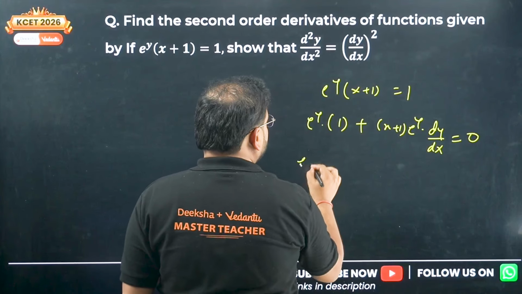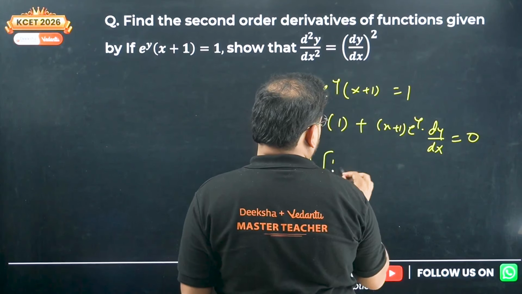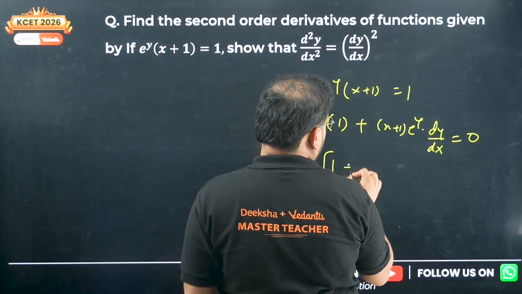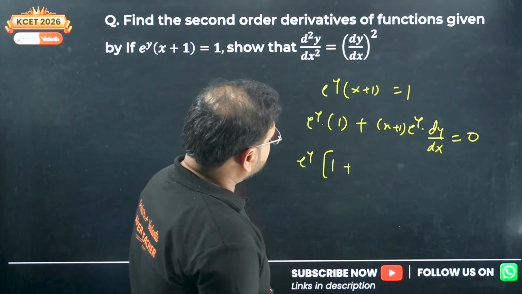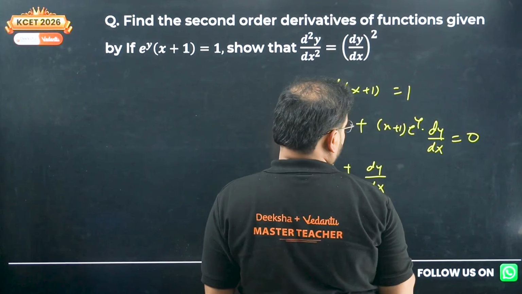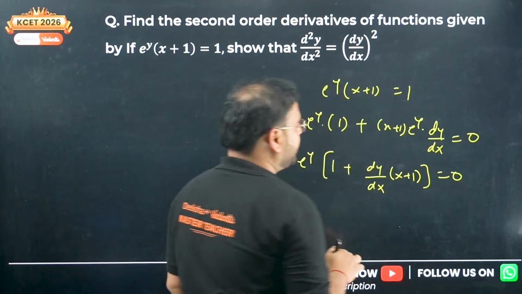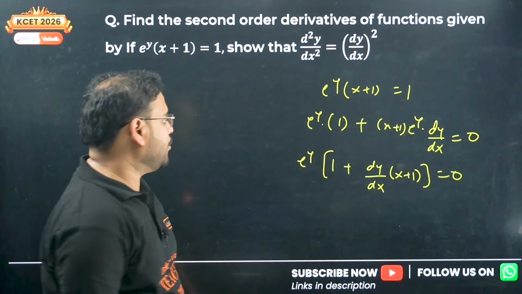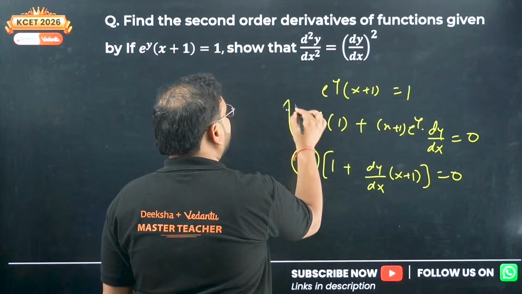Now take e power y common. Okay, you'll have 1 and you'll have 1 plus dy by dx into x plus 1 equal to 0. So if you know, this e power y is nothing but a non-zero value. This is a non-zero value.